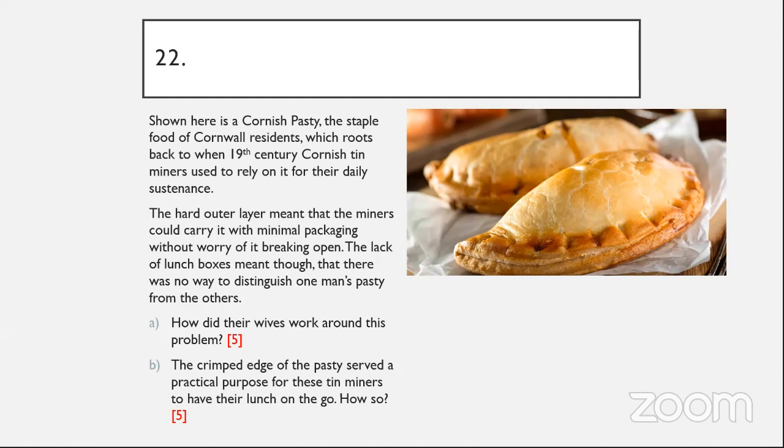Okay. And their wives, to work around this problem, they used to tie a colored ribbon around whatever minimal packaging they had, which is why your gifts or your presents these days have those colored ribbons. Okay, that was team 3. I'll move on to team 4.